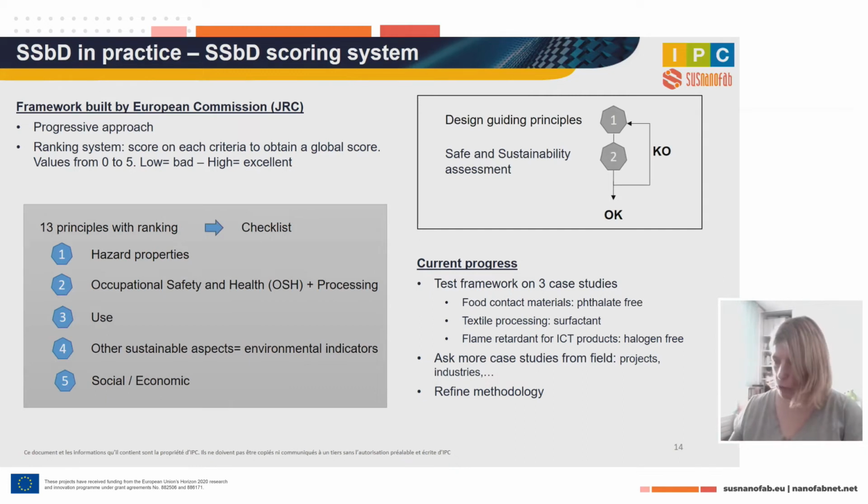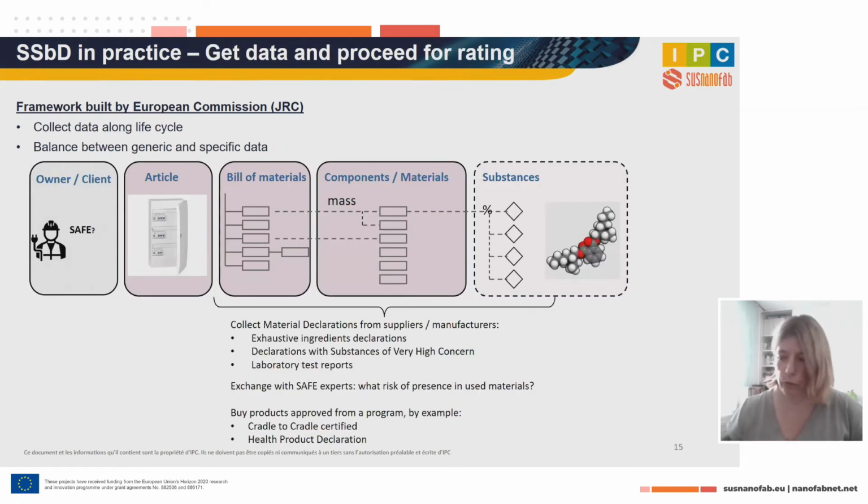If you take a look at the ranking criteria, it means already 5 points, with many ranking aspects behind it, on how to proceed. So if you have an innovative solution and you are asked to go for SSBD ranking, it means to collect data along the life cycle. And if you are producing such an electrical panel board and you want to know if you are safe or not, or sustainable or not, it means going up to very small substances coming up from your materials and your articles.